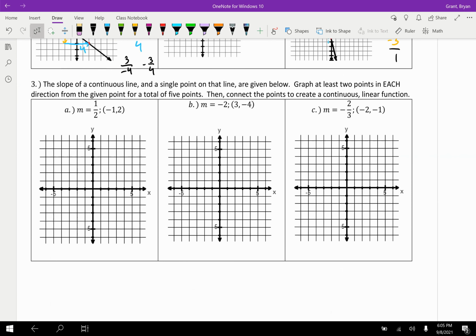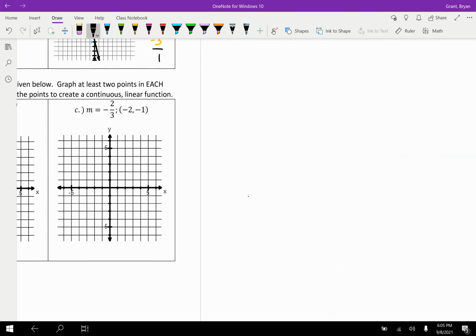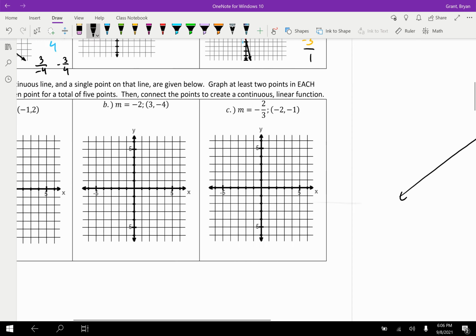Now, we've been given the slope of a continuous line. What does a continuous line mean? A continuous line means a line that continues in each direction. We usually put arrows on the end to show that it goes forever. Sometimes you'll hear people say that a continuous equation is one where you never have to pick up your pencil to draw it. So if I were drawing a line and I picked up my pencil, that wouldn't be continuous anymore. There's a gap. But this guy over here is continuous.